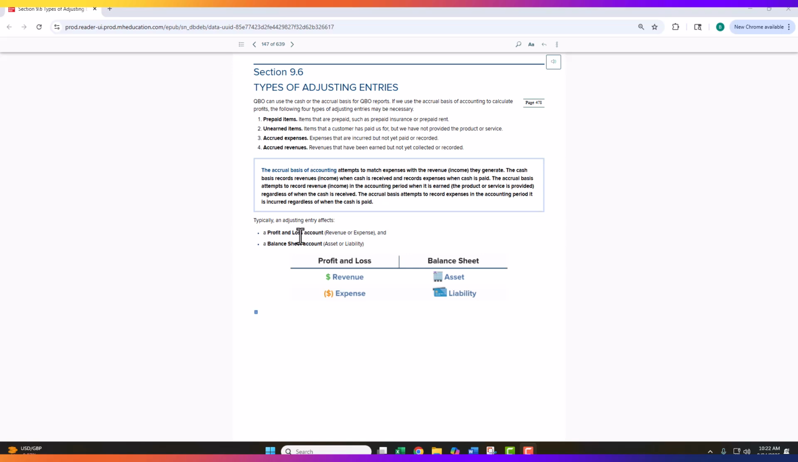And then one last thing, when we prepare adjusting entries, each one of them typically will involve either a revenue account or an expense account, as well as either an asset account or a liability account. It's a little pattern, so we'll have either a revenue or an expense, and either an asset or a liability. So it's a little pattern that we can look for when we prepare these adjustments.